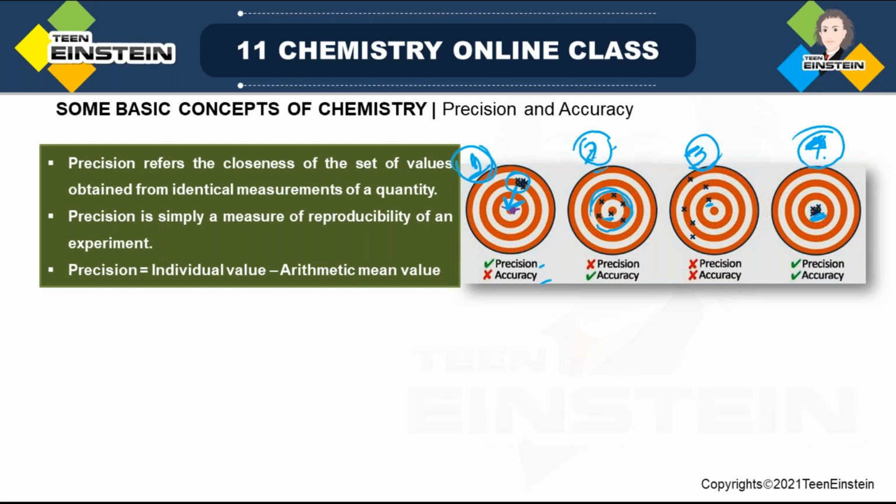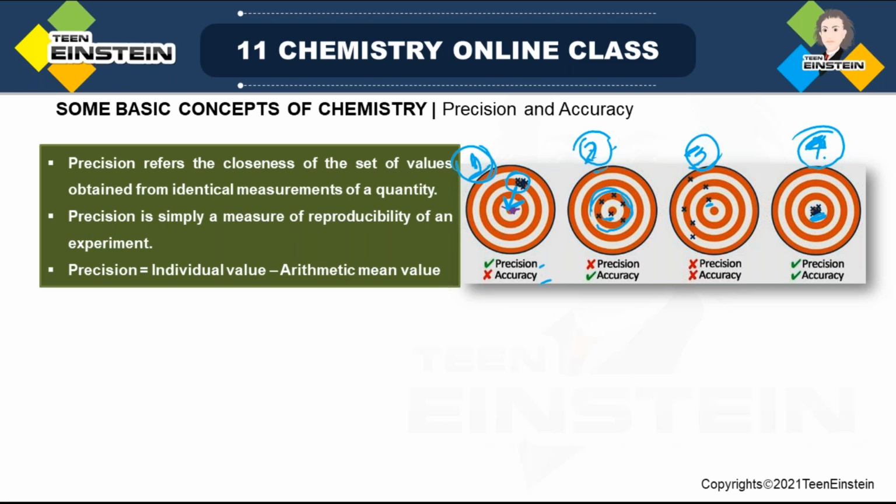That means reproducible means what? You can produce the same result again and again. So that is why, though you are doing the experiment 3 to 4 times, each time you are getting values which are very close to each other. That means you can reproduce the value. So that is why it is all about reproducibility.